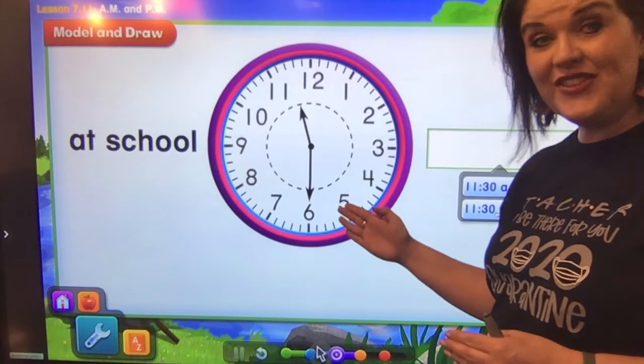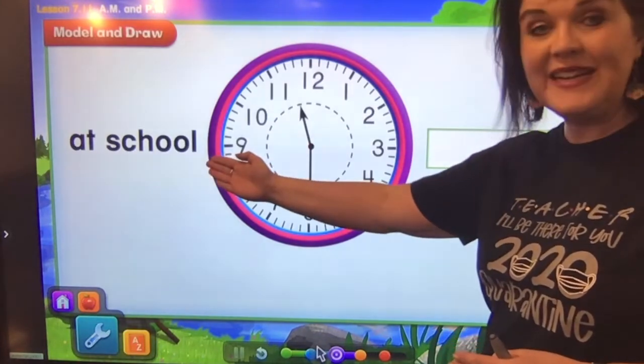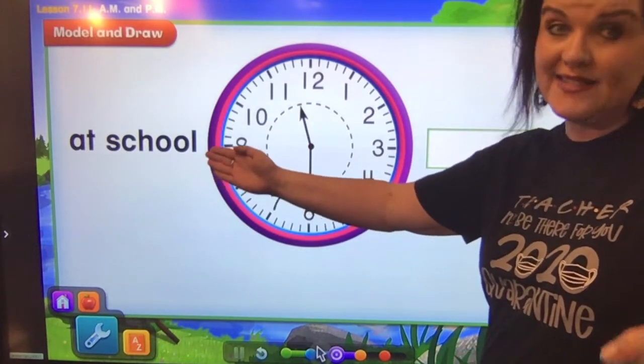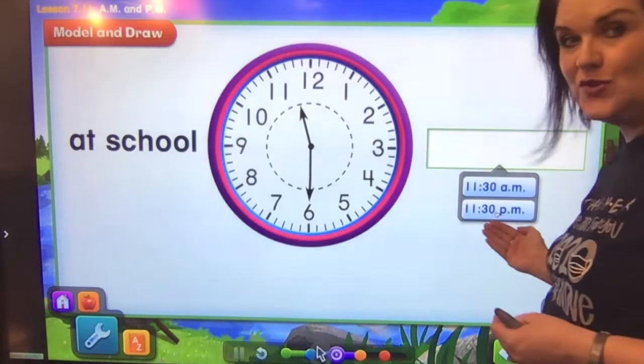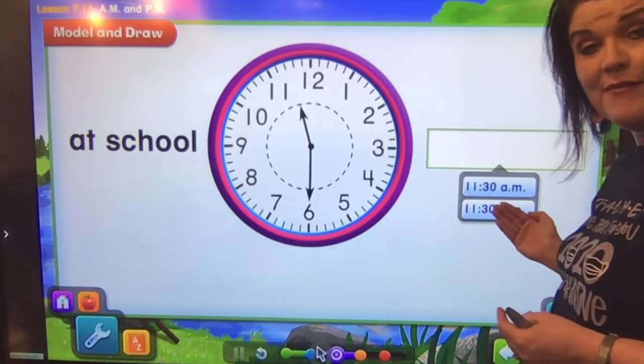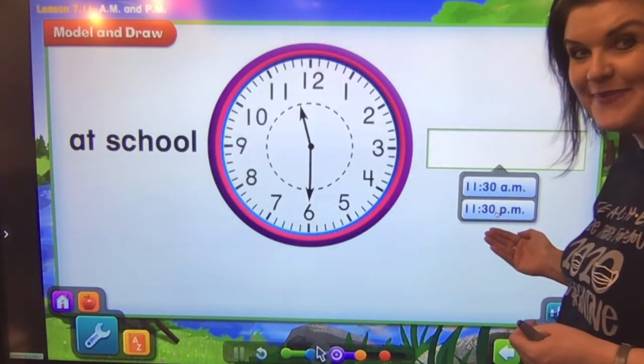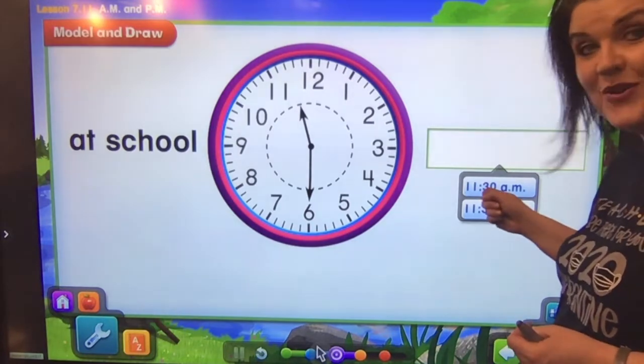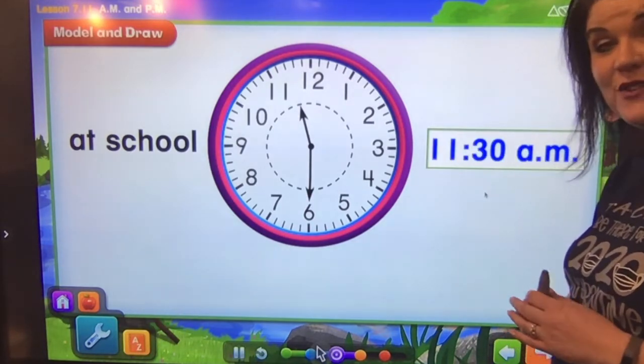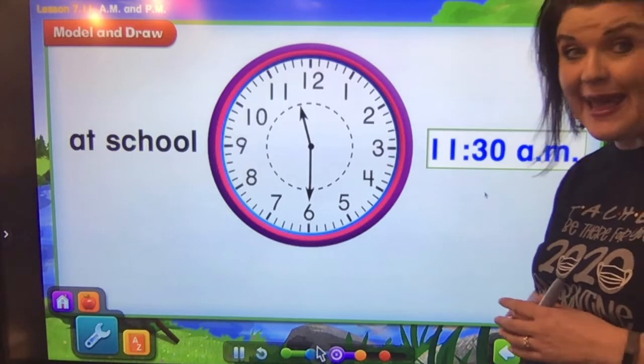Now it says 11:30 again, but now we need to decide when you would be at school. Would you be at school at 11:30 a.m. or 11:30 p.m.? I know you said the right answer. You're right. You would be at school at 11:30 a.m.